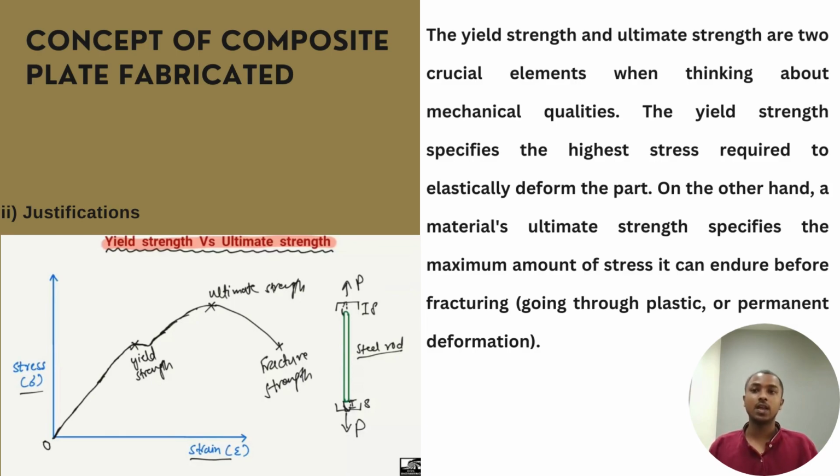The yield strength and ultimate strength are two crucial elements when thinking about mechanical qualities. The yield strength specifies the highest stress required to elastically deform the part. On the other hand, a material's ultimate strength specifies the maximum amount of stress it can endure before fracturing or going plastic, which is permanent deformation.